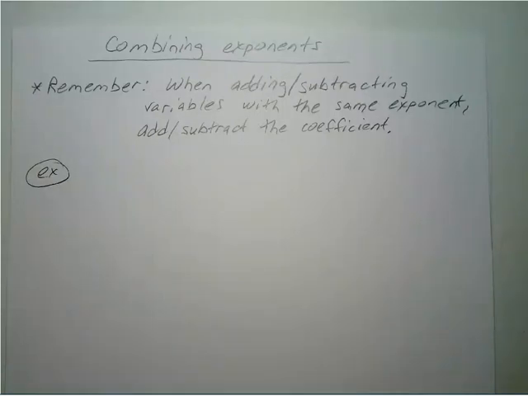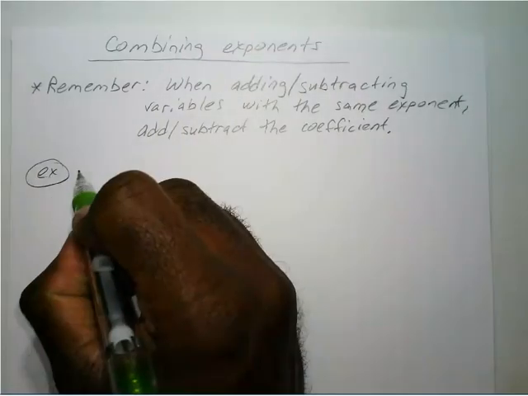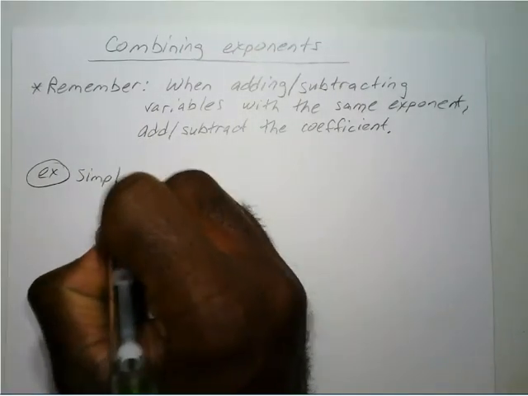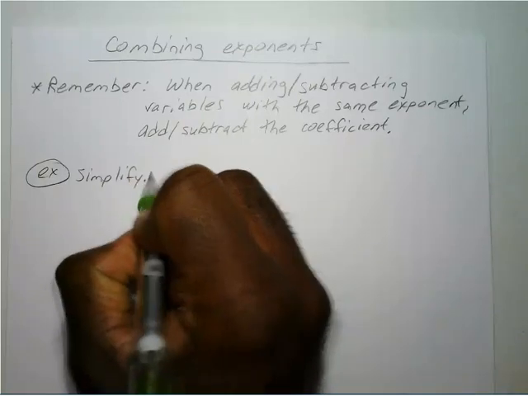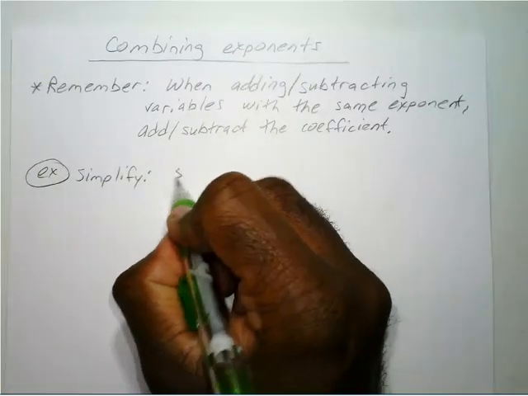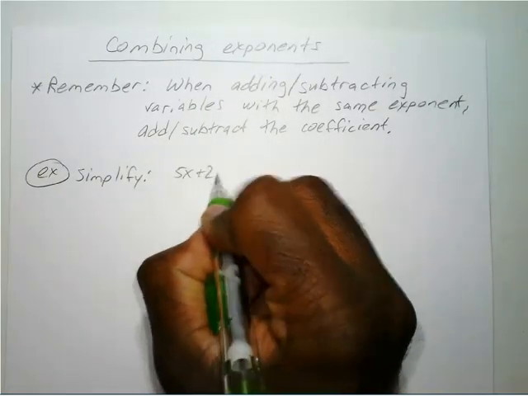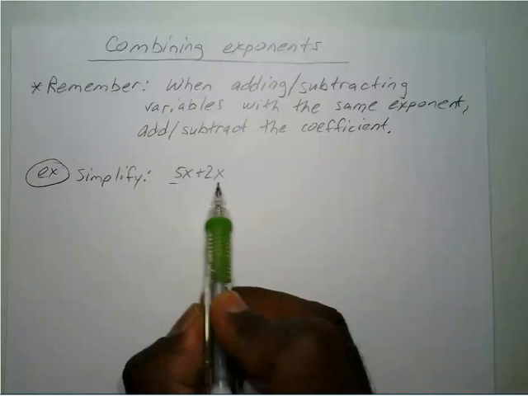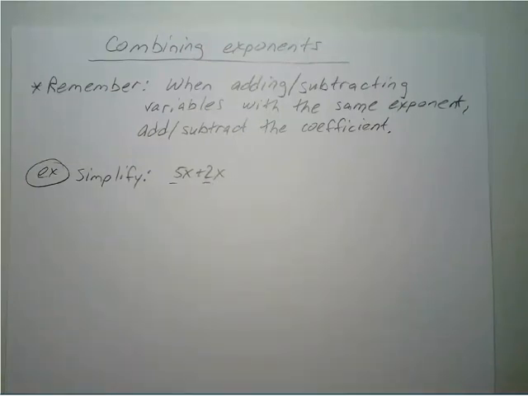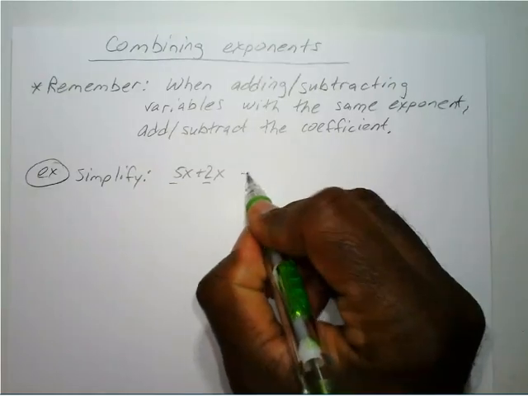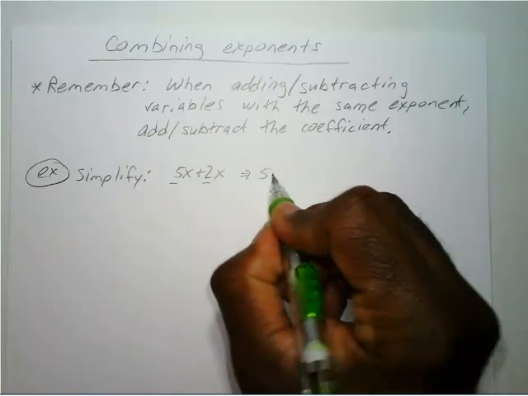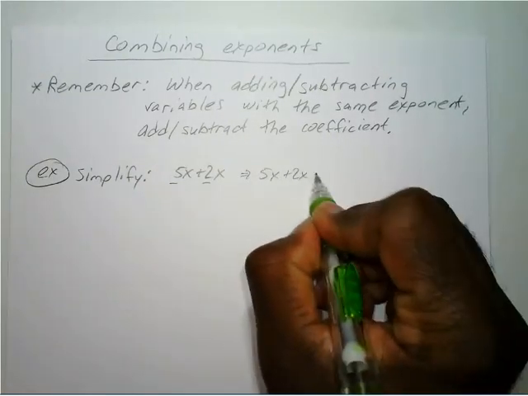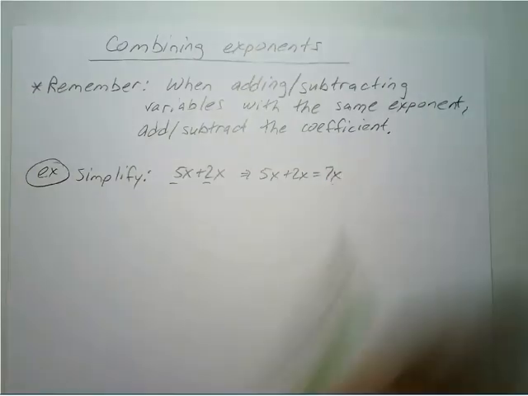So for example, if you want to simplify 5x plus 2x, you just add the coefficients, which is just the number in front of the variable. So 5x plus 2x is 7x.